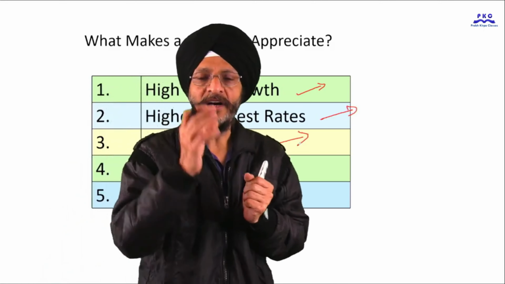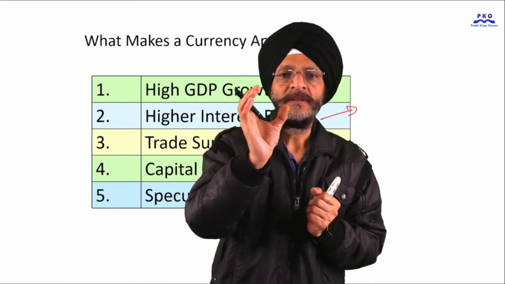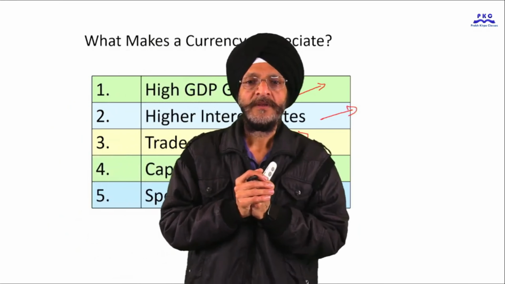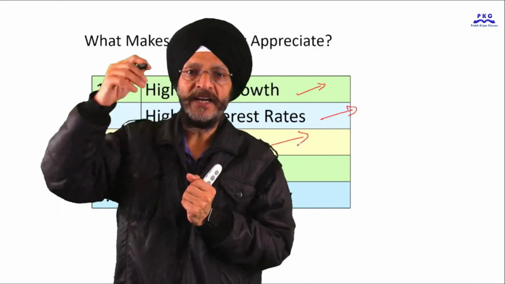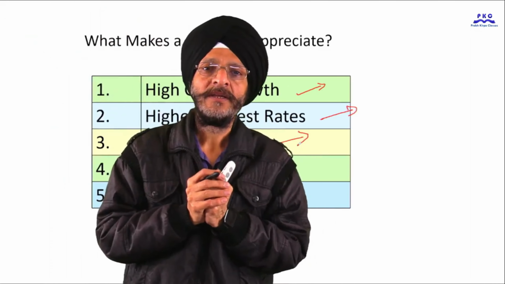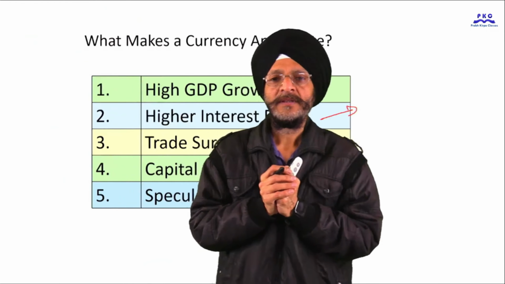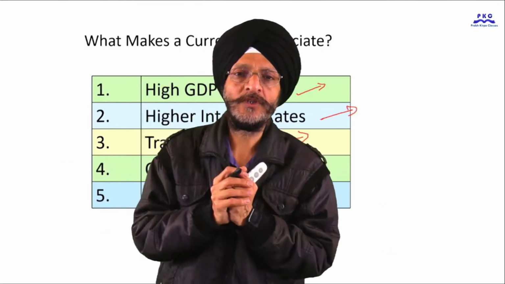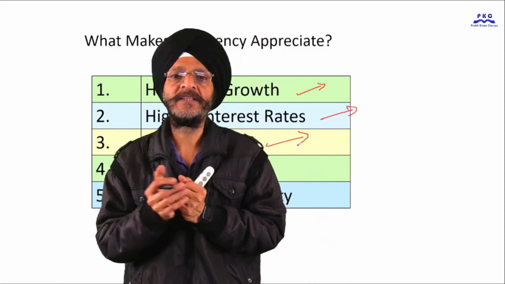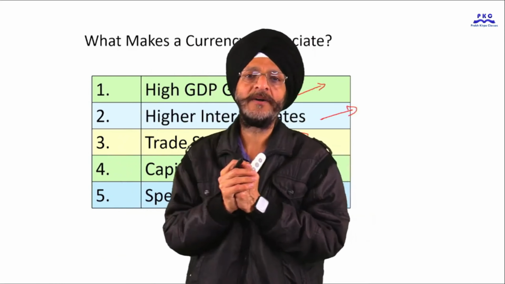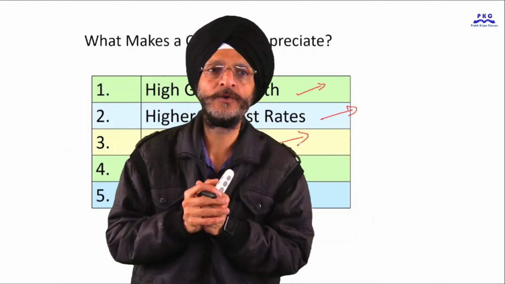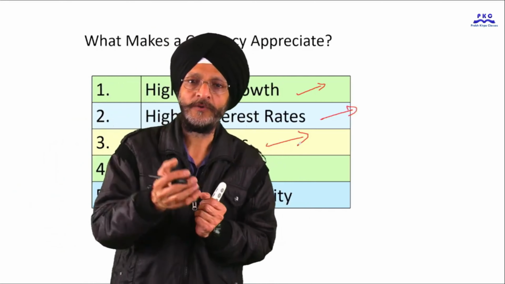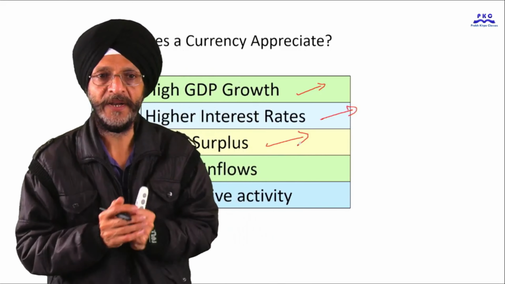Next is trade surplus. Trade surplus means exports are more in comparison to imports. When the exports are more, it means that the foreigners have to pay more to that country. So to pay for the exports, the foreigners will have to buy the domestic currency. It increases the demand for domestic currency and ultimately results into the appreciation of the domestic currency of that particular country from where the exports are being made.